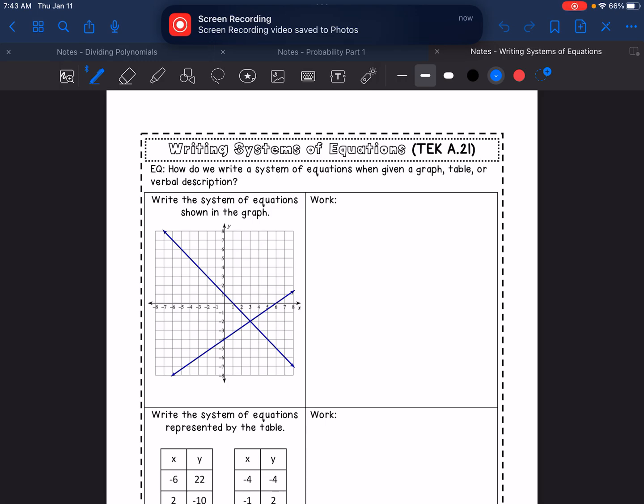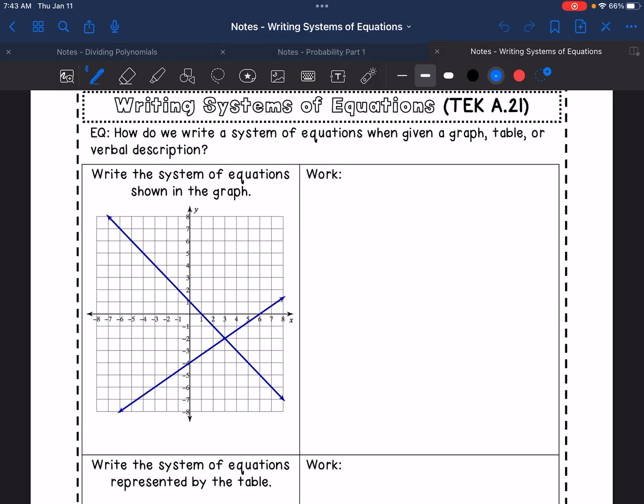All right, in this lesson, we're going to look at how we can write systems of equations. We're going to look at when we're given graphs, tables, and word problems. So the graphs and the tables especially aren't new. We're taking skills that we used writing one equation, and we're just doing it twice, all right?